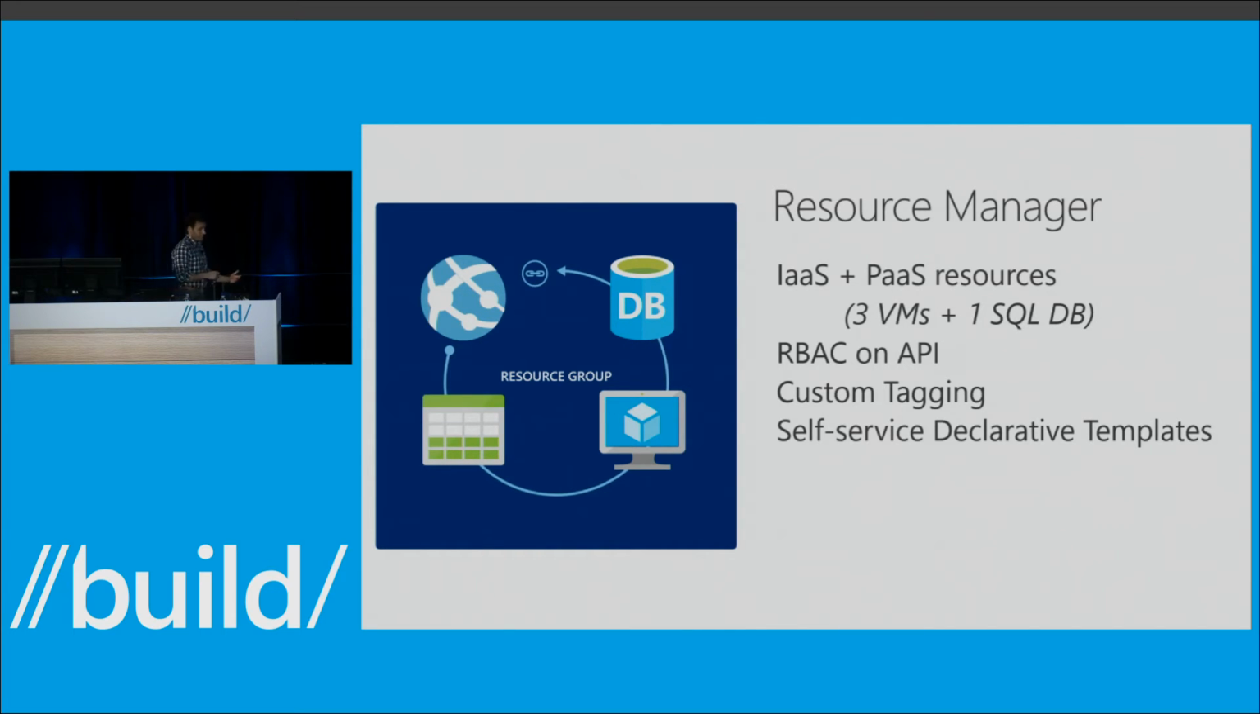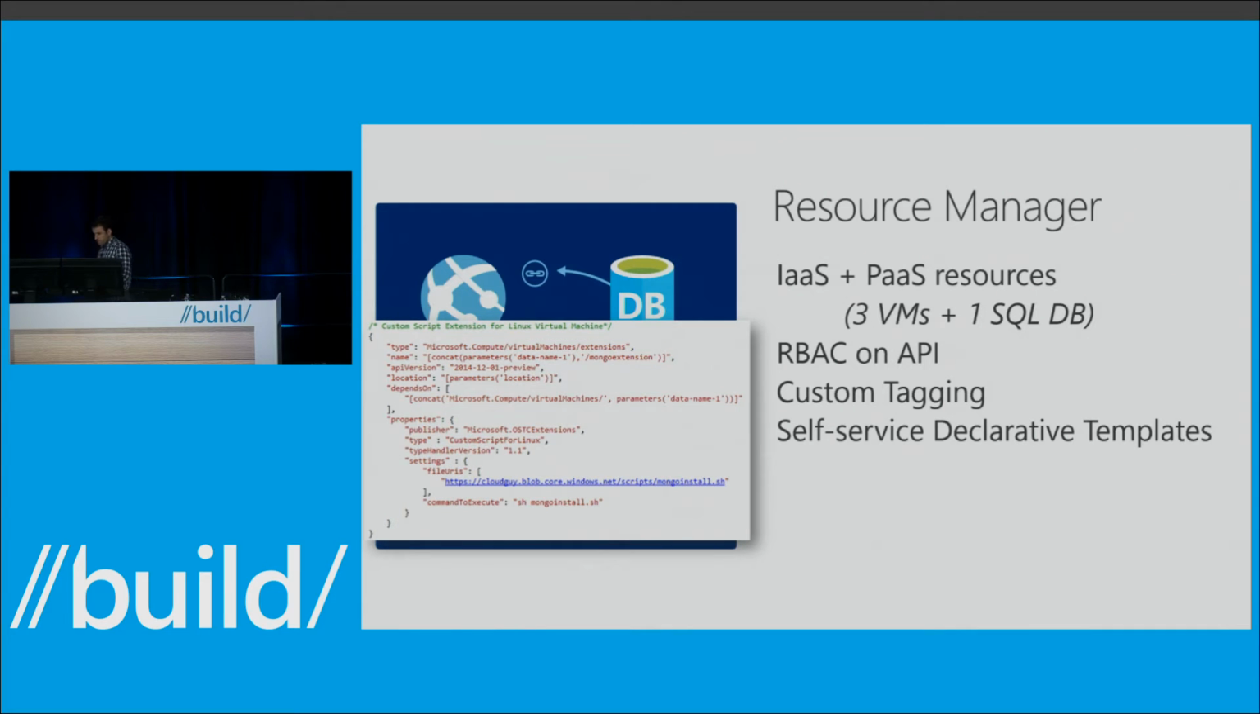It also brings role-based access control onto the API. Today, role-based access control for VMs is only through the portal. It now can be controlled at the API level as well. You can do tagging on top of that. And then, of course, the whole template language is really some of the benefits, and I'm going to walk you through a few of those as an example.